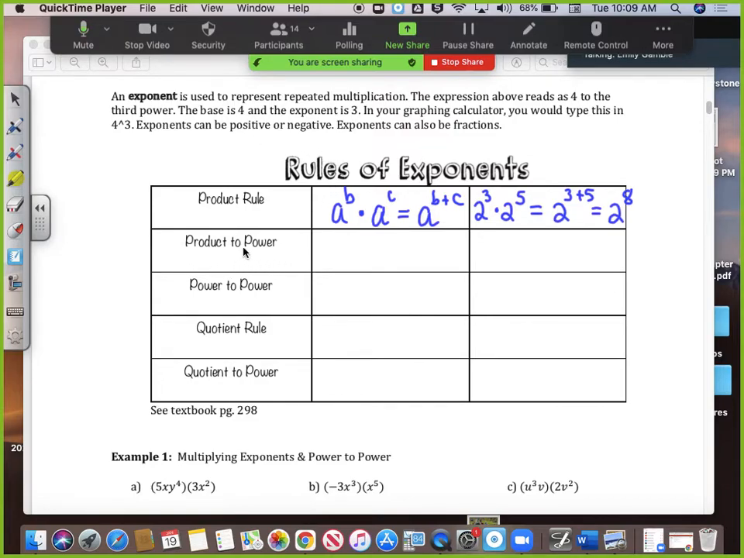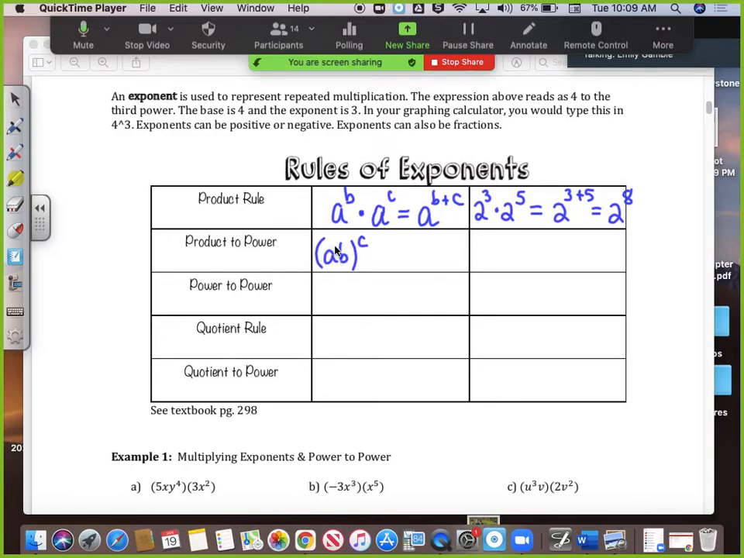A product to a power rule is a little bit different. This means that there's a product, like any number a times b, and it's being raised to a different number like c as the exponent. This is a product because a and b are being multiplied, and product means multiply. To a power, c is the power, also known as the exponent.